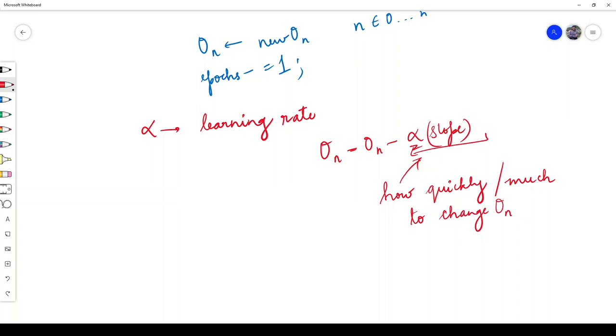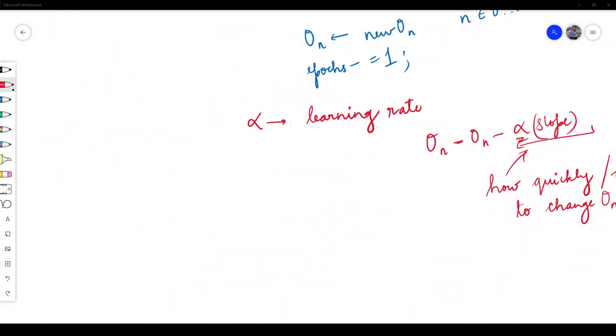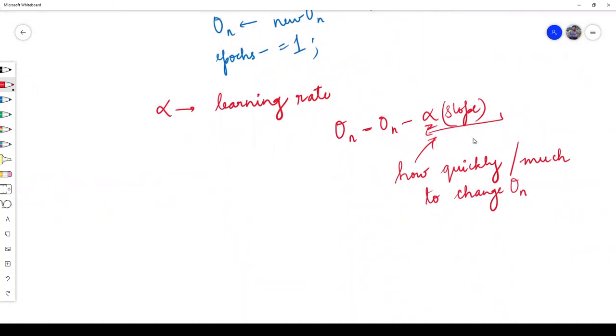If I have a very large value of alpha, what do you think will happen? Will I approach the minima quicker? There'll be a wild swing in the theta values. Someone said decrease rapidly, fewer iterations, but less accurate. Why do you think it'll be less accurate? Whoever said less accurate, do you know why?